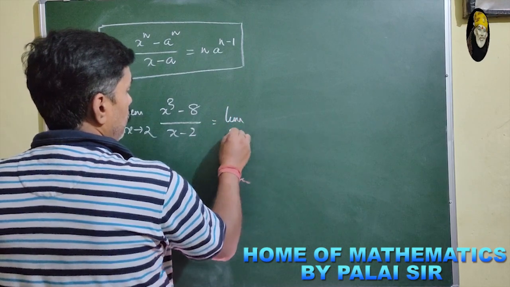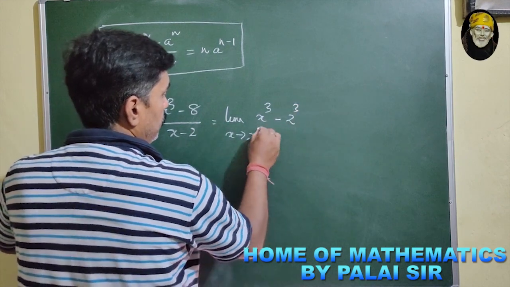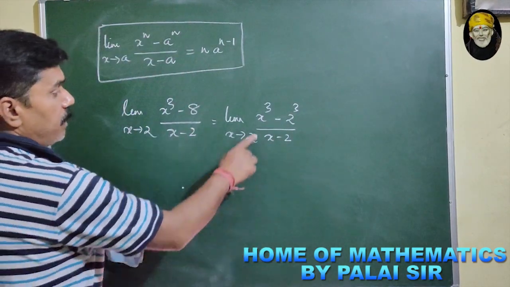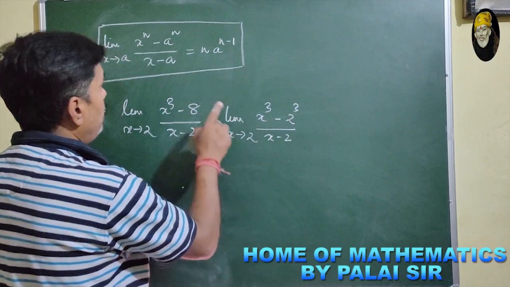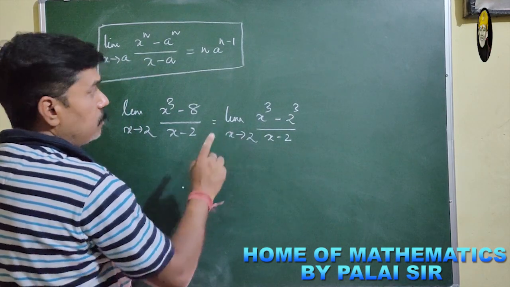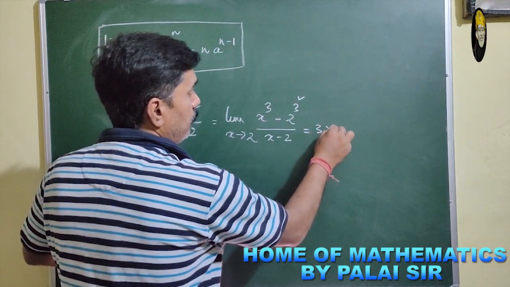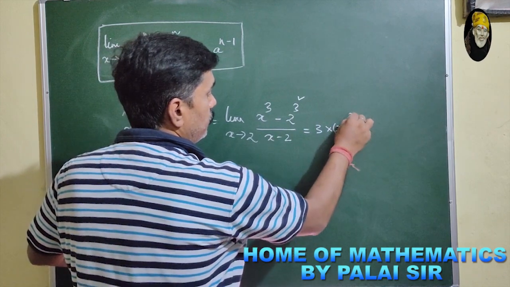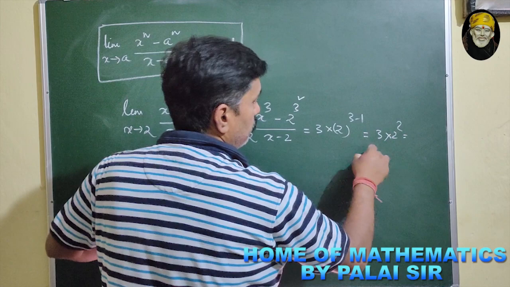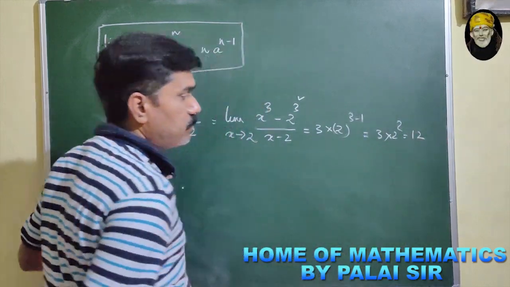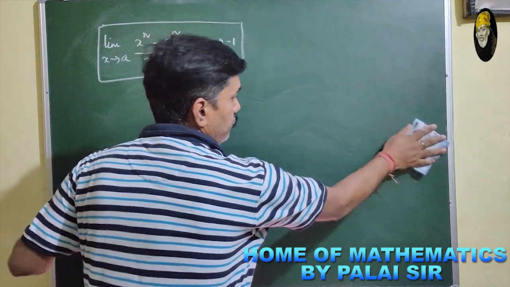Here limit x tends to 2, x to the power 3 minus this 8 can be represented as 2 to the power 3, divided by x minus 2. So what you are getting? x to the power n minus a to the power n by x minus a, limit x tends to a. Here in place of a, 2 is there. So what is its value? That is n. The value of n you are getting 3. So 3 into a to the power, a is 2, 2 to the power 3 minus 1. So you are getting its value: 3 into 2 square. 2 square is 4, 3 into 4 you are getting 12. Okay.